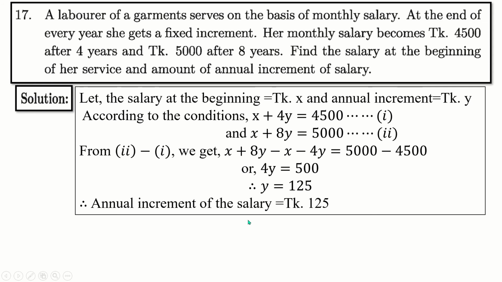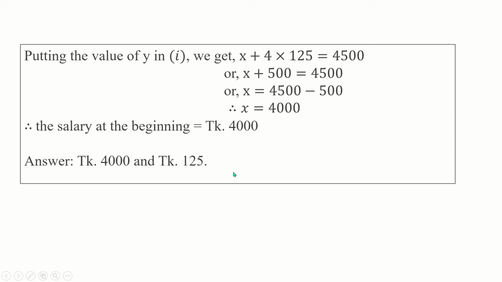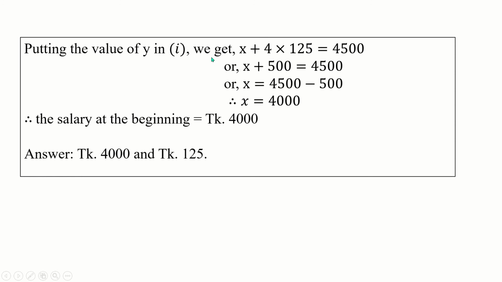Therefore the annual increment of the salary is taka 125. Now we have to find the value of x. So putting the value of y in 1, we get x plus 4 into 125 equals 4500. That means x plus 500 equals 4500. Therefore x is equal to 4000. Therefore the salary at the beginning is taka 4000. Therefore the required answer is taka 4000 and taka 125. Clear everyone? Okay.